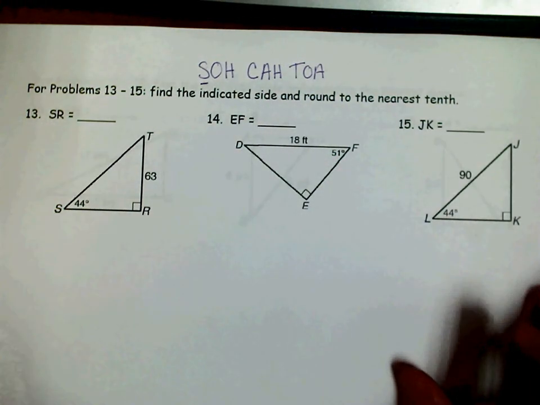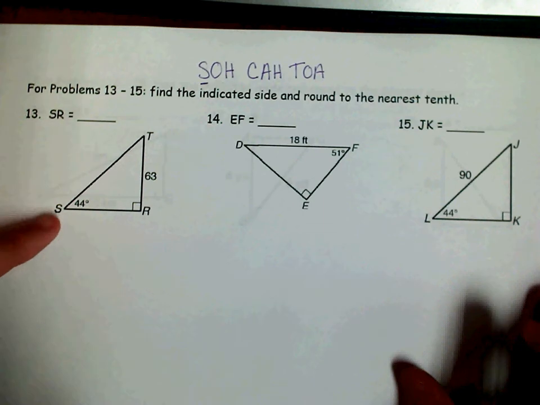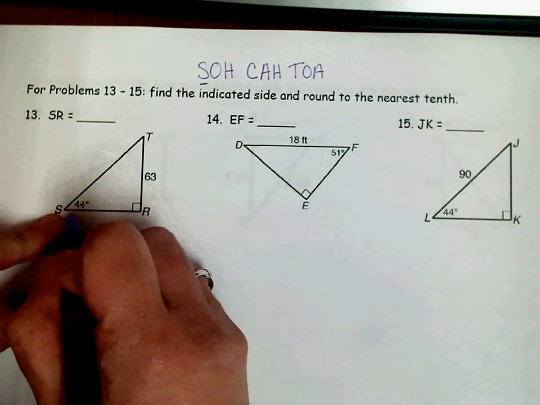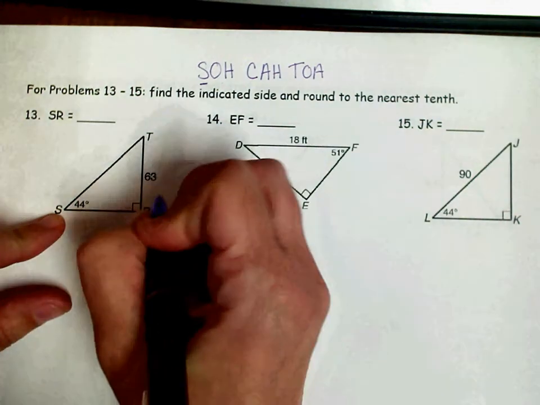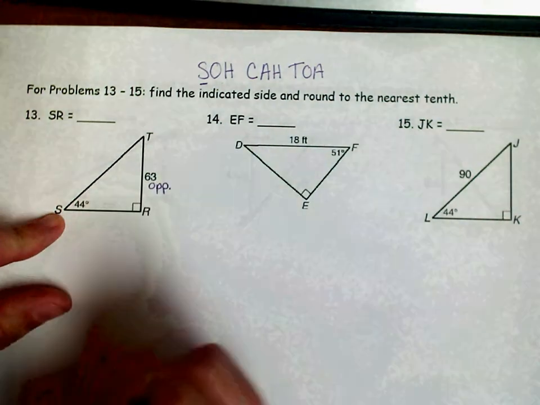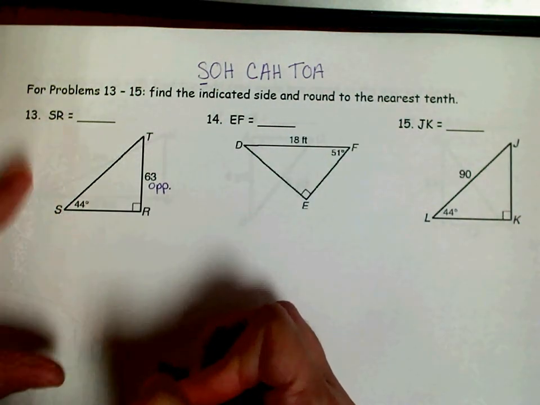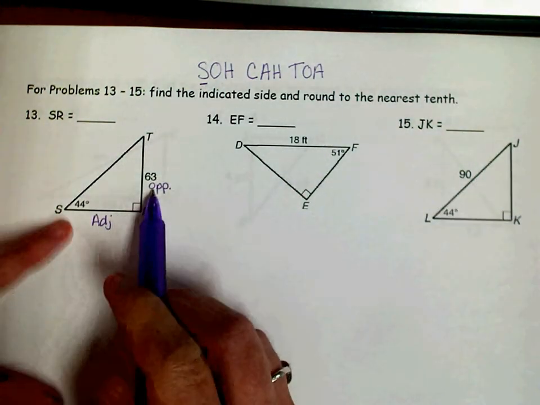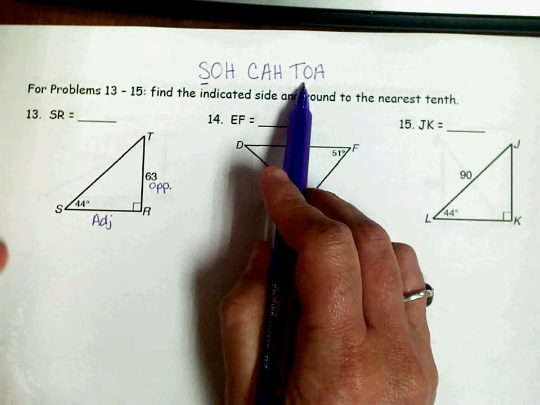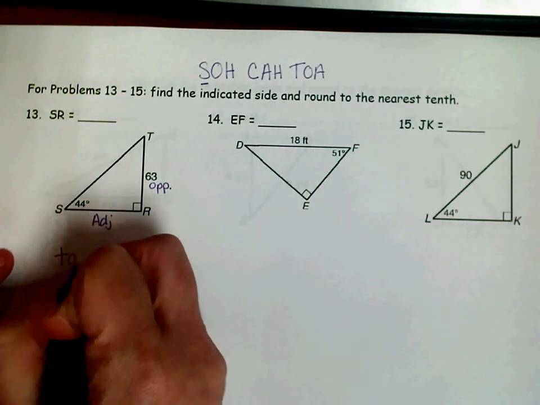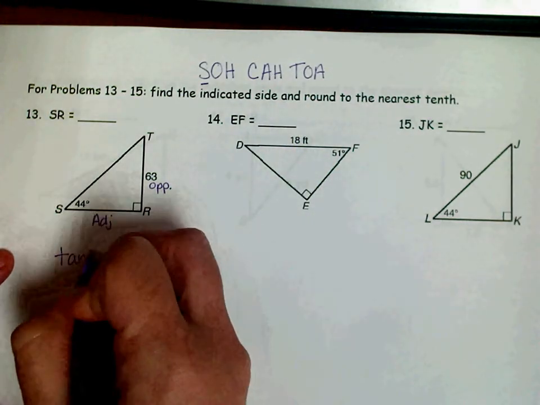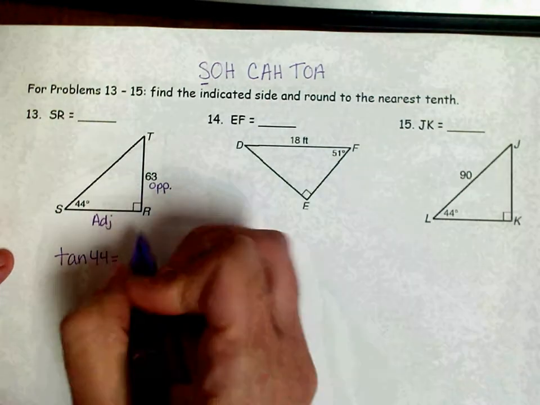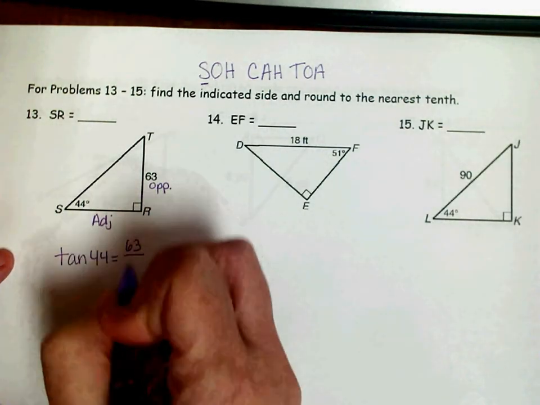So for number 13, the reference angle is angle S, and the side that we're given is 63, which is the opposite side. The side that we're trying to find is SR, and SR would be the adjacent side. Since we have opposite and adjacent, that would be tangent. So we're going to say the tangent of the angle, which is 44, is equal to opposite over adjacent. So 63 over, and I'm going to call that x.